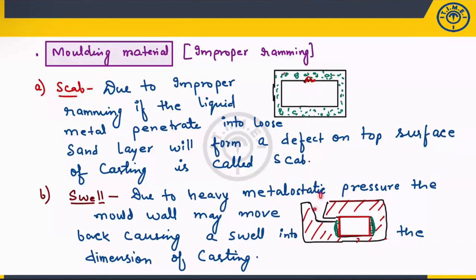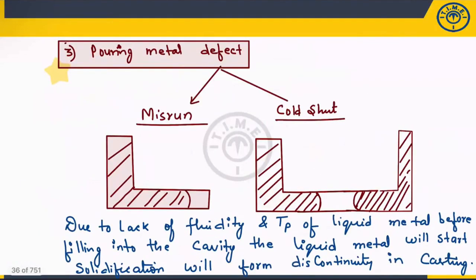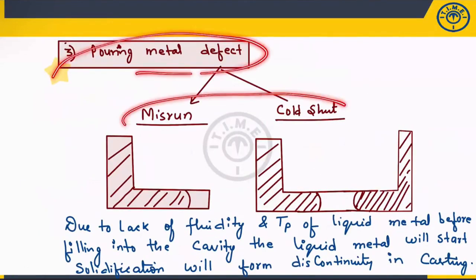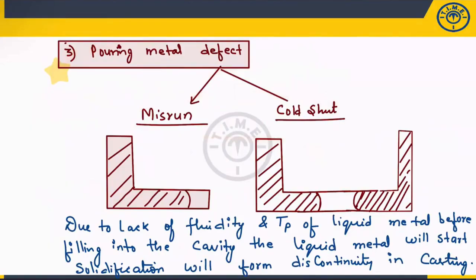Swell means whenever you are pouring the liquid molten metal, because of the pressure of the liquid molten metal, there may be a chance this wall can move. Okay, that is called swelling. That's why it is called a swell, and it is nothing but the molding material defect. So you can see here it is also a defect observed in the mold. Now the next one is pouring metal defect. They have asked many questions based on these two itself. I will discuss one problem also.